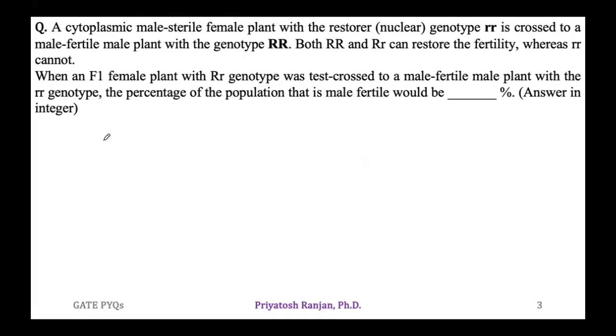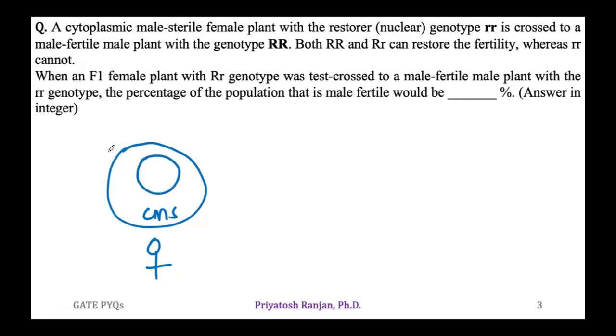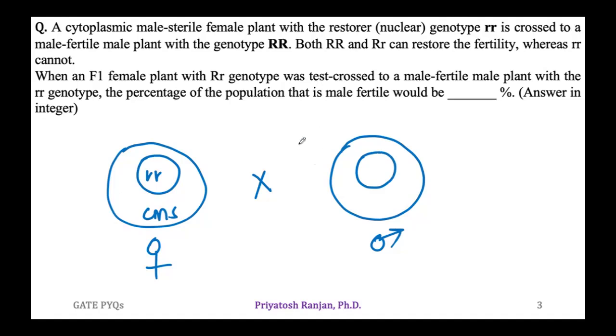So what is given? A cytoplasmic male sterile female plant. So this is a female plant, and the cytoplasm is CMS with the restorer genotype small r small r. So the one which is coming from the nucleus is small r small r. Remember, this is not sufficient to restore the fertility. So it is crossed to a male fertile male plant. So this is the male plant, and this is fertile, so no CMS. And the genotype of the nuclear gene is capital R capital R. As I just said, a single copy of capital R is sufficient to restore the fertility. That means in that case, the plant is going to be fertile.